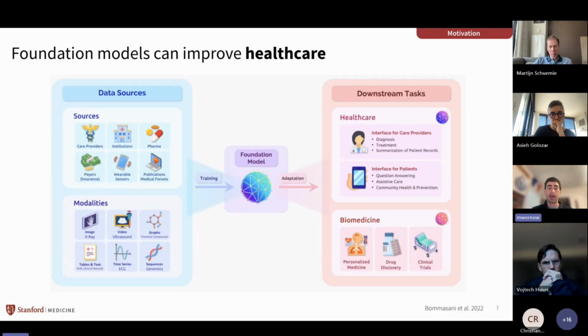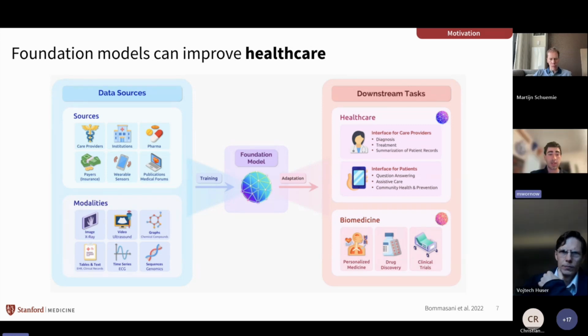And so, obviously, we're not the first people to try to think about applying these technologies to healthcare, where you have data sources like hospitals and maybe life sciences companies, maybe there's insurers who have claims data.